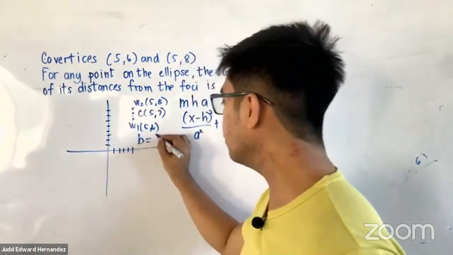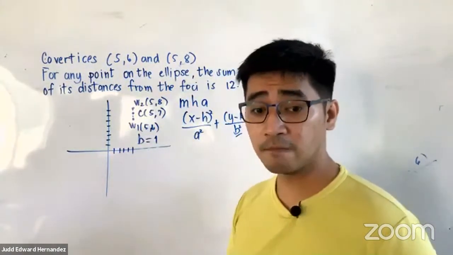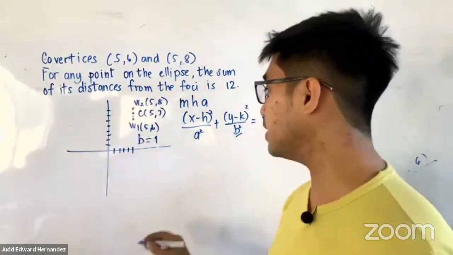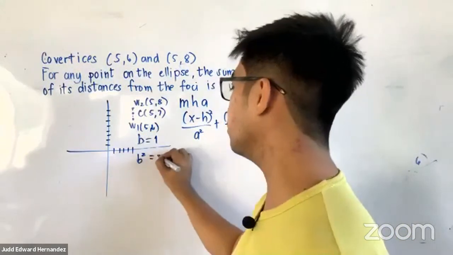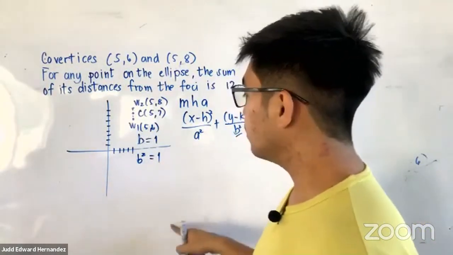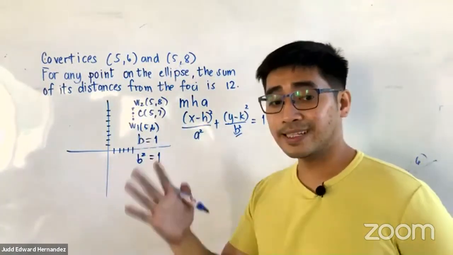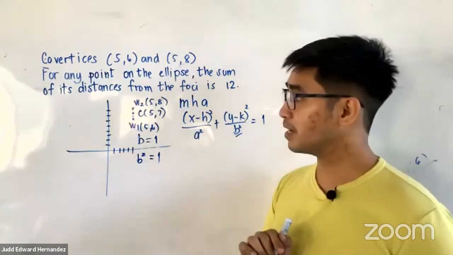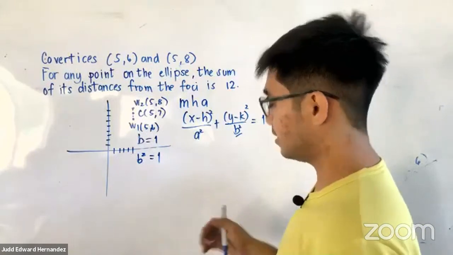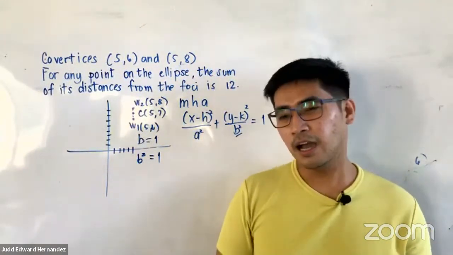Our b is equal to 1. Isa lang yung pagitan, di ba? (5, 7) naging (5, 8). (5, 6) naging (5, 7). Therefore, b is equal to 1 and our b squared is also equal to 1. Okay? So, if we have b equal to 1, b squared equal to 1, we now go with the second condition. Ang sabi sa second condition, for any point on the ellipse, the sum of its distances from the foci is 12. Babalikan ko yung definition ng ellipse.